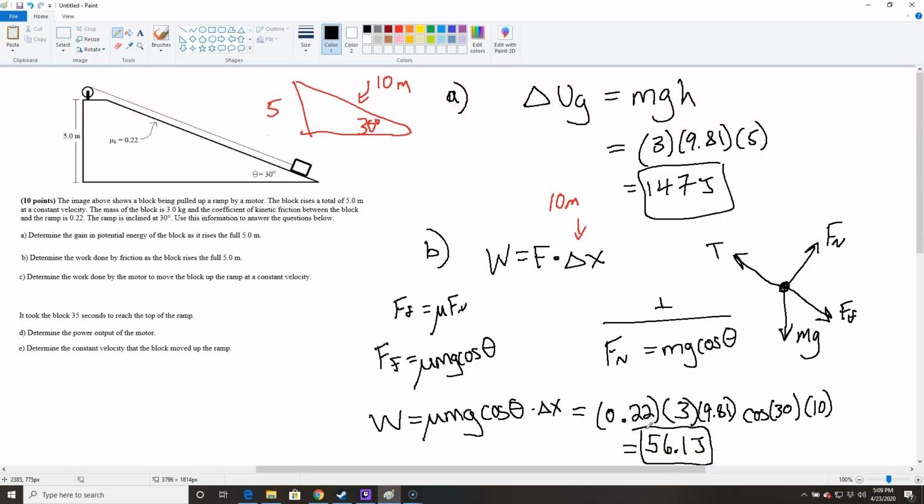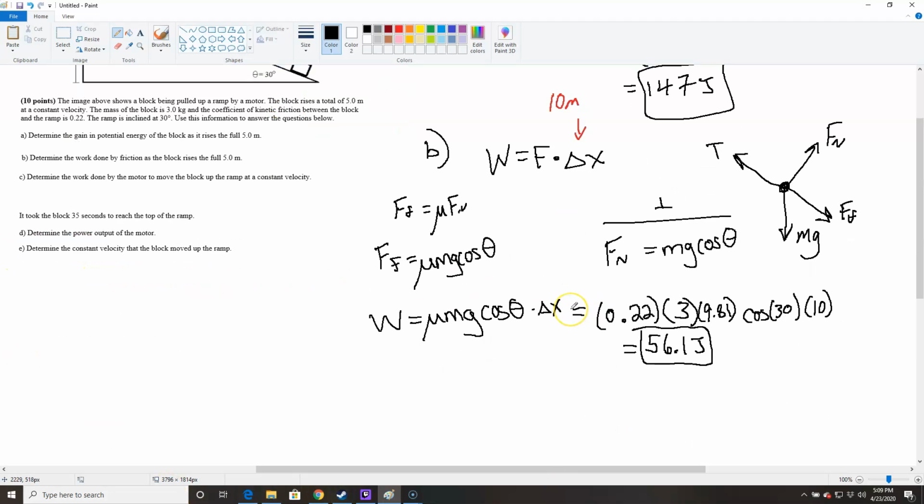It says determine the work done by the motor to move the block up the ramp. Well, the motor had to overcome gravity's 147 and friction's 56.1. So since it made it up there at constant velocity, 147 plus 56.1, you got about 203 joules. So the motor's done 203 joules of work.